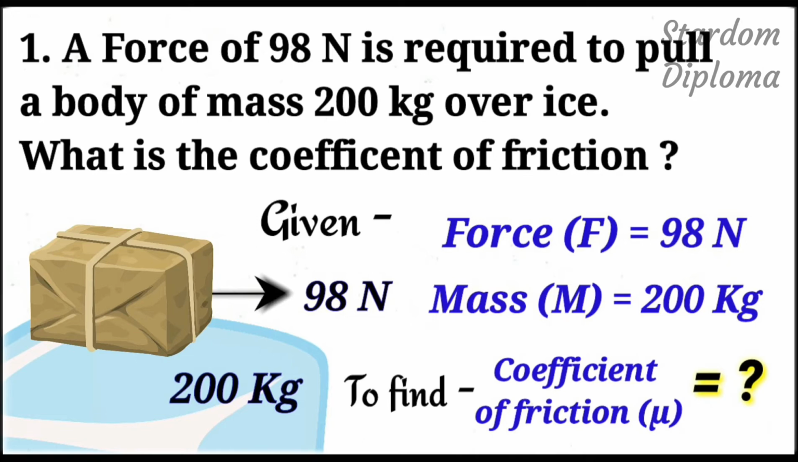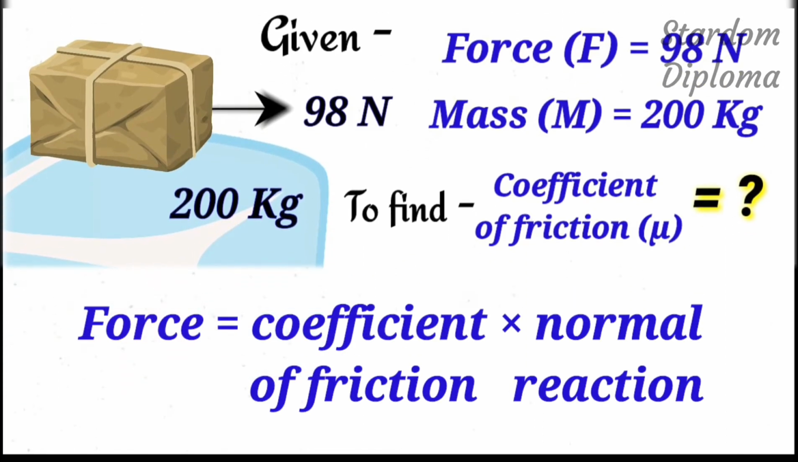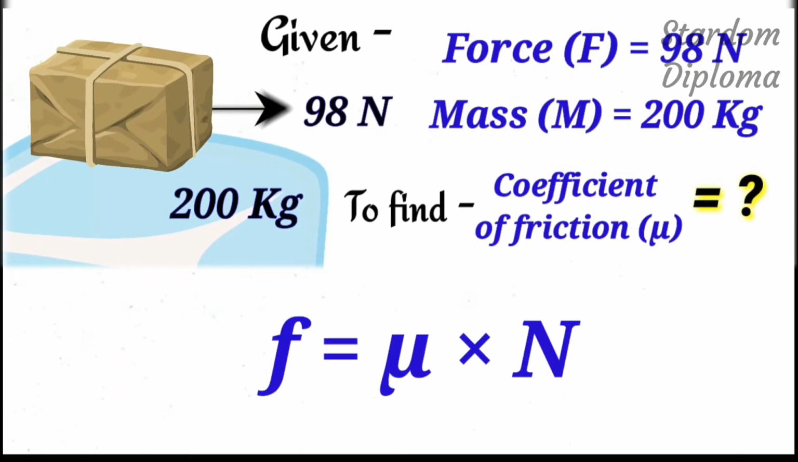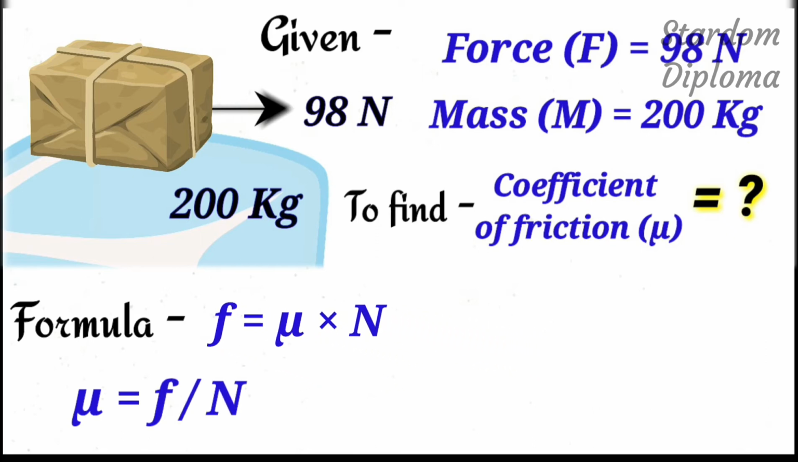Observing these values, I think you got a formula. Force is equal to coefficient of friction into normal reaction, right? F is equal to mu N, where F is the applied force, mu is the coefficient of friction, N or R both represent normal reaction. We can keep either N or R. So from this formula we can find the value of coefficient of friction. So mu will be equal to F by N.